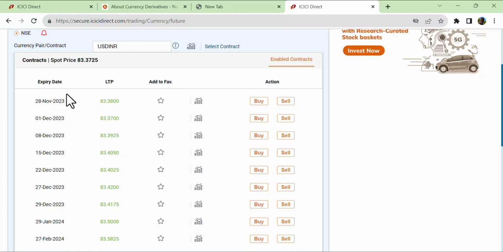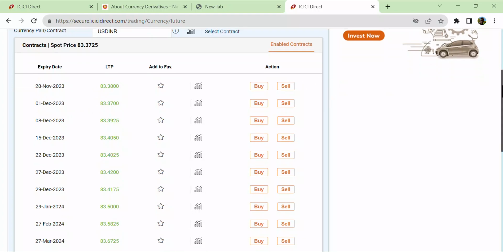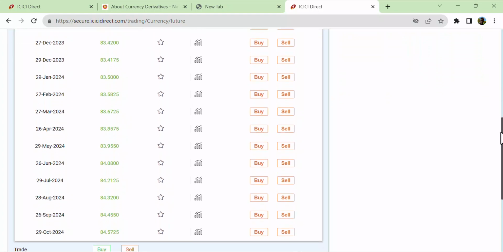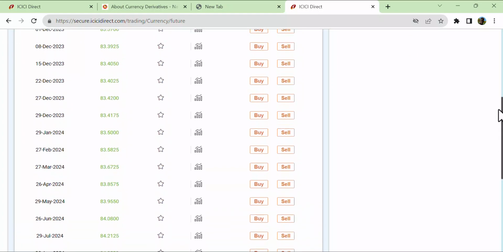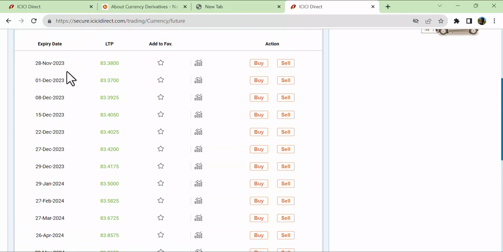For various expiry days, somebody has just concluded a deal, so his last traded price is getting reflected in the system, the price, not the order. So 28th of November expiry, 1st December, 8th December. These are weekly contracts, and you can see it goes right up to October. If you see the 28th November, what is today's date? 26. So 28th November is the expiry day for the November month.